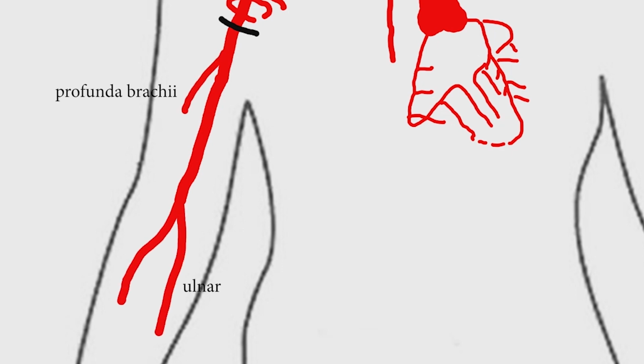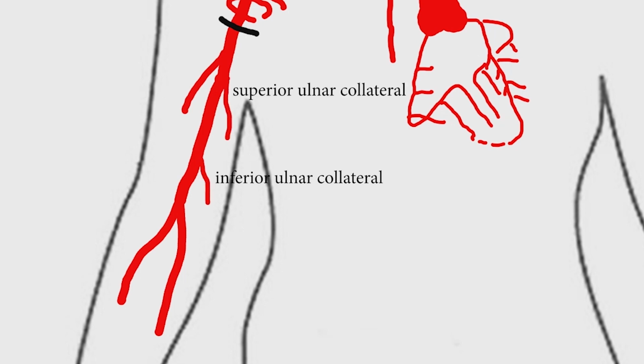It gives rise to profunda brachii artery, superior and inferior ulnar collateral arteries. The radial artery gives rise to radial recurrent artery and superficial palmar branch. The ulnar artery gives rise to anterior and posterior ulnar recurrent arteries, common interosseous artery which gives rise to the anterior, posterior, and recurrent interosseous arteries.